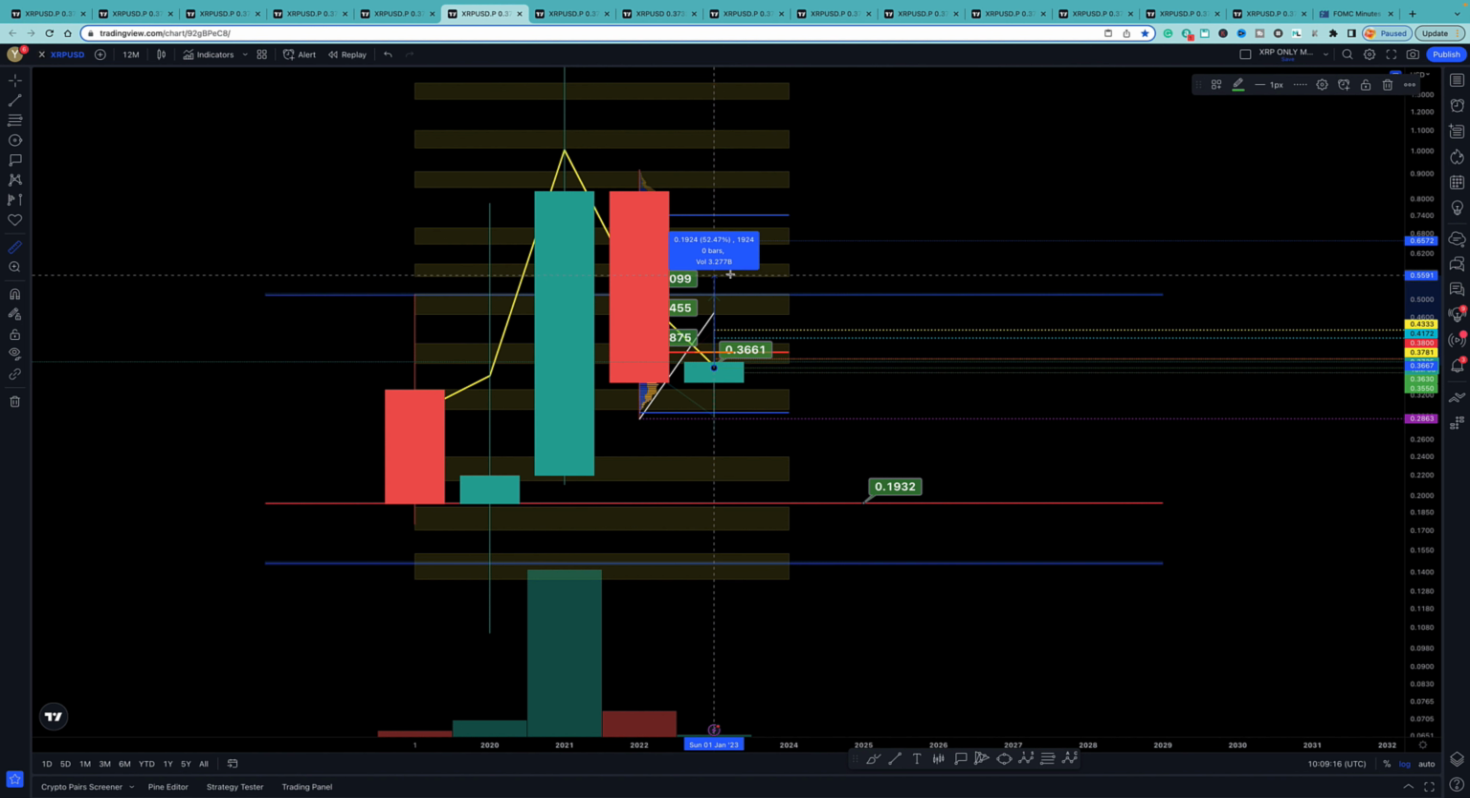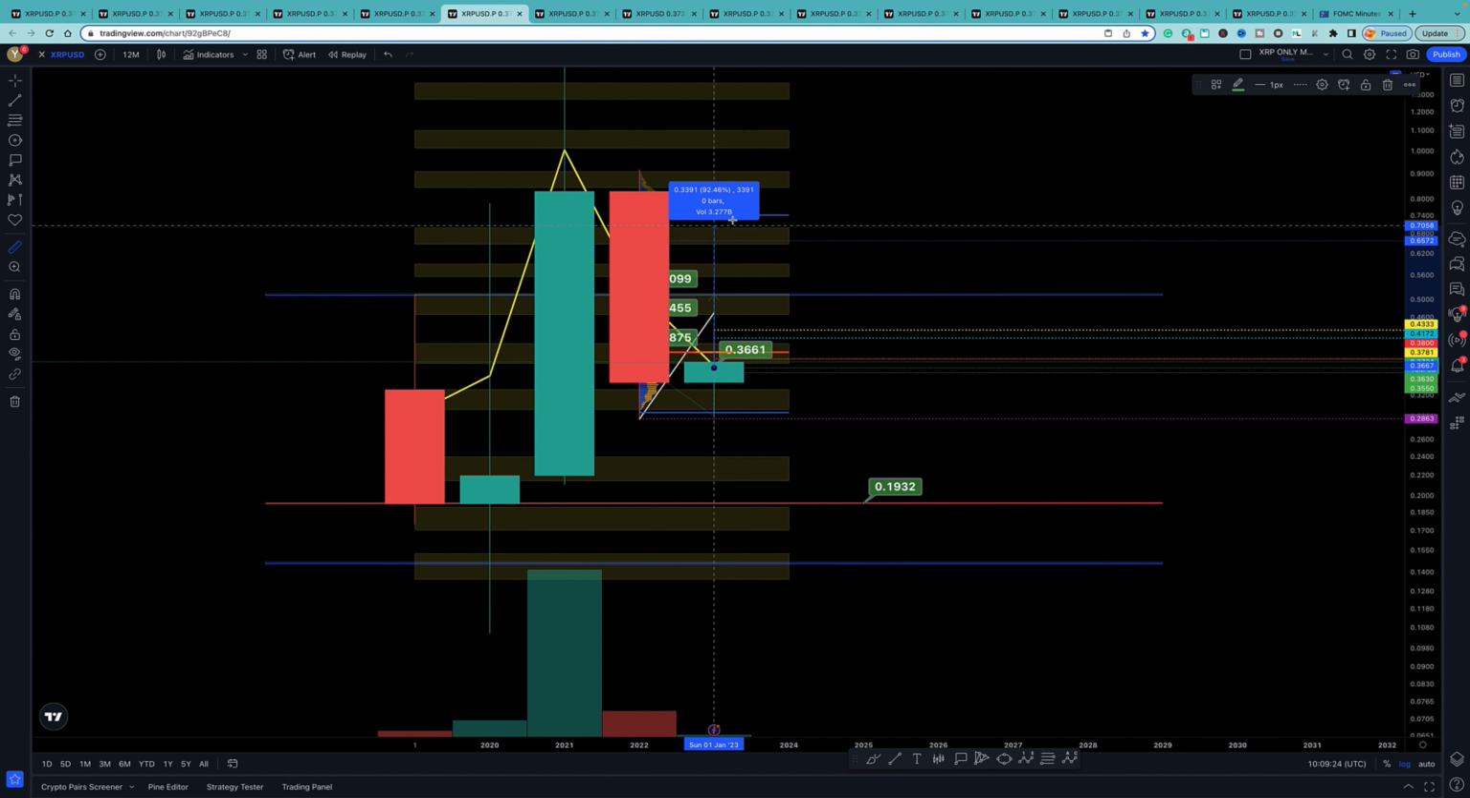Just as an idea, if I go up 80%, we've got price action up around 66 cents. So 66 cents is 80% up, and if we go 44% down, again we're looking at around 20 cents.